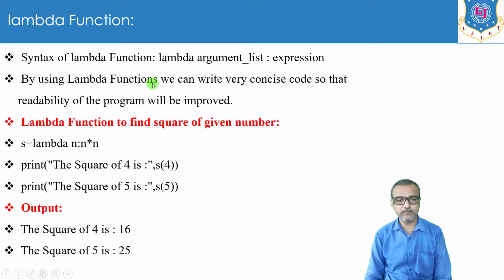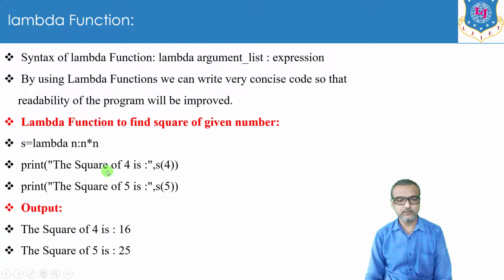By using lambda functions we can write very concise code so that the readability of the program will be improved. How? I will make you understand with the help of examples. Lambda function to find the square of a given number. So we have s equals lambda, n is the argument, then don't forget the colon, then n star n. So we have created the square of any value using a lambda function.